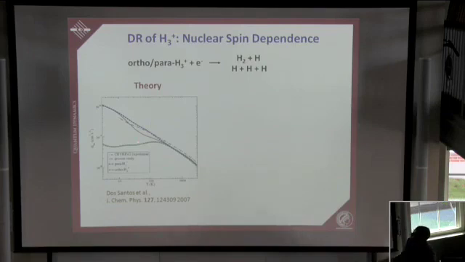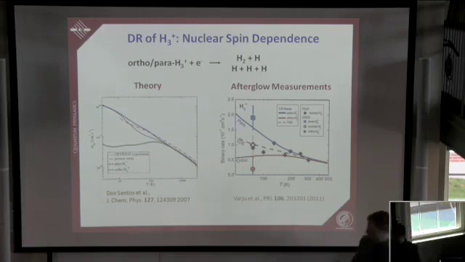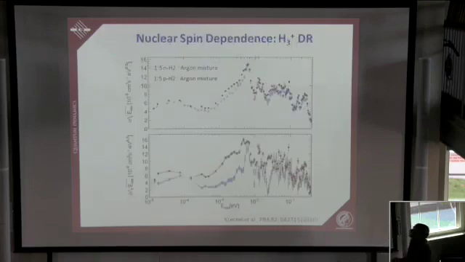Right now, the latest theory predicts that there is a huge difference between ortho and para at really low energy. About an order of magnitude, the para state should be recombining faster. And that is supported by afterglow measurements that have been done very recently, where they see an enhancement in the recombination for para H3+ in a helium-argon hydrogen plasma, while ortho H3+ seems to be much slower. In the storage rings, we didn't see this effect.